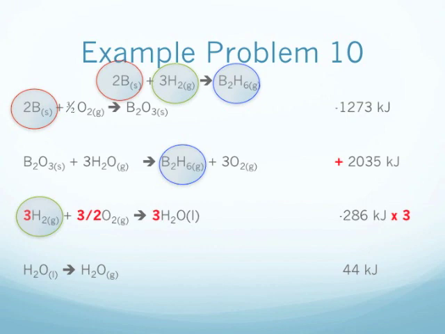Now that all the substances align, all the rest of the substances must cancel out. If we look closely, B2O3 and oxygen gas are both in a position to be canceled out because they exist on both sides of the equations.